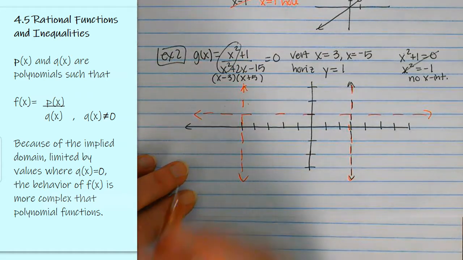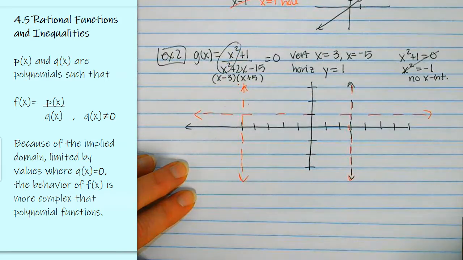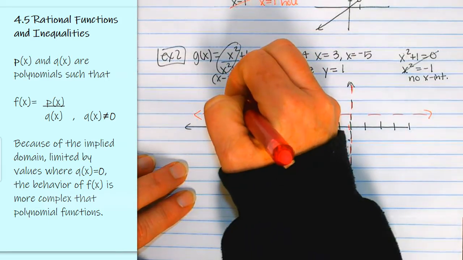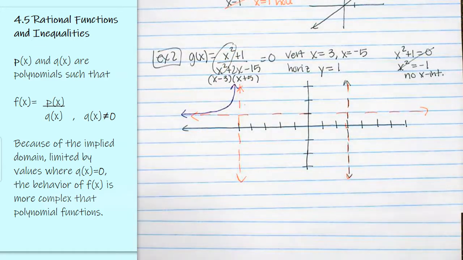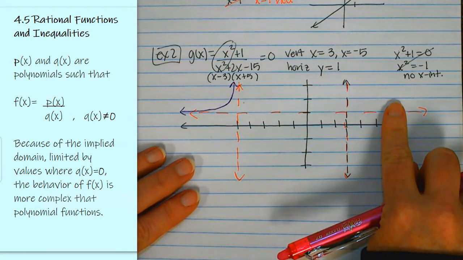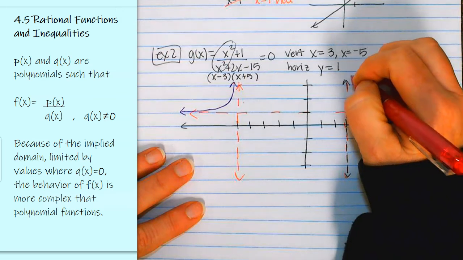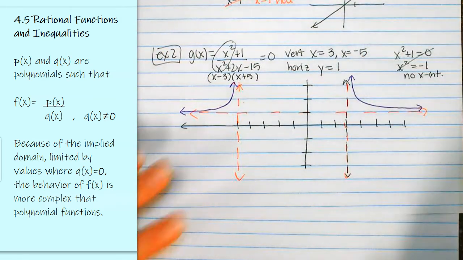So I know right now that without even plotting any points, my graph is going to follow this vertical asymptote and this horizontal asymptote and be up there. The same thing goes over here, and it's going to hug this asymptote and the horizontal asymptote like so.